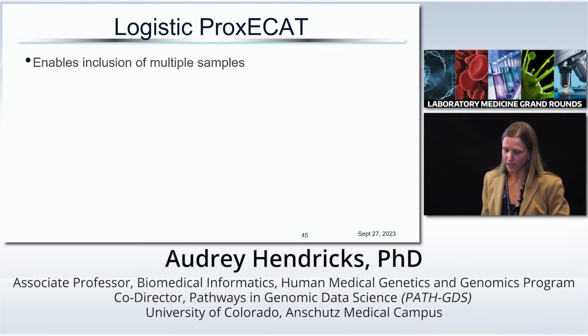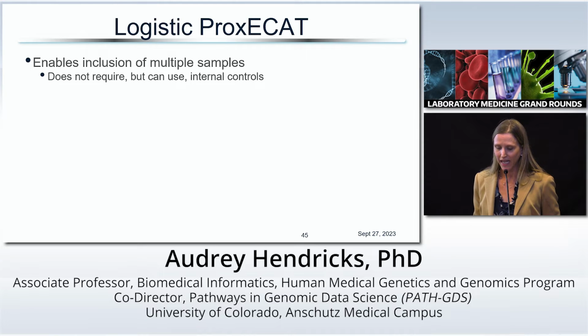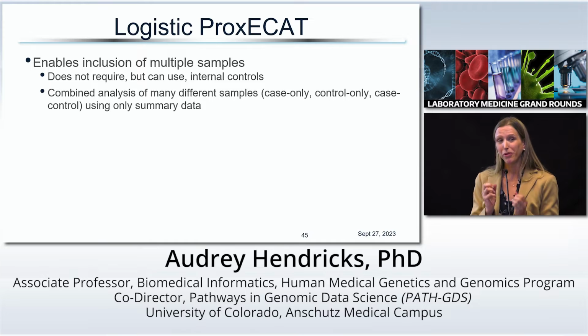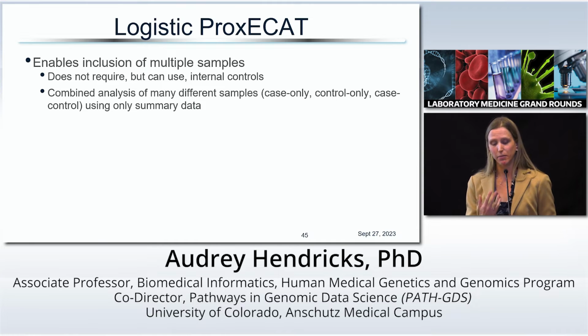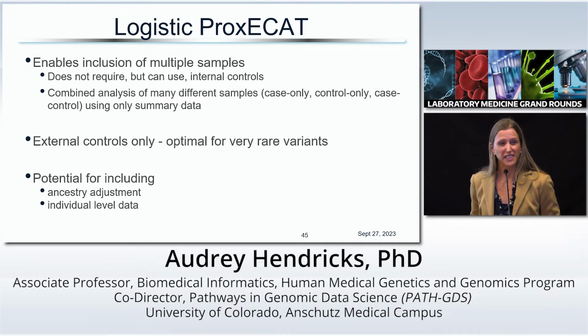Okay, so logistic ProxyCat has the potential to include multiple samples. It does not require but can use internal controls. And what we're really excited about is it has the ability to include many different types of samples, case only, case control, meaning that we might have new avenues for meta-analyses. It works exceptionally well for very rare variants, and again, has the potential for including covariates and adjustment.